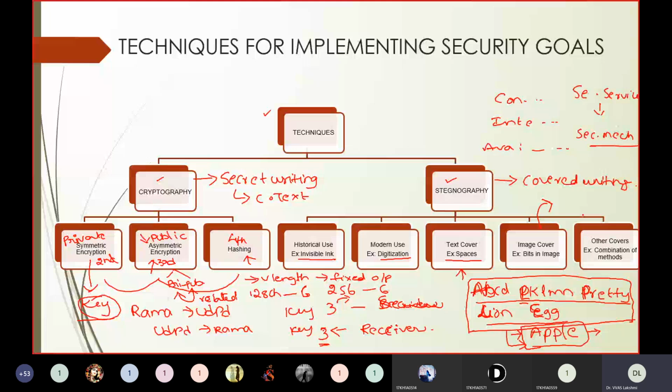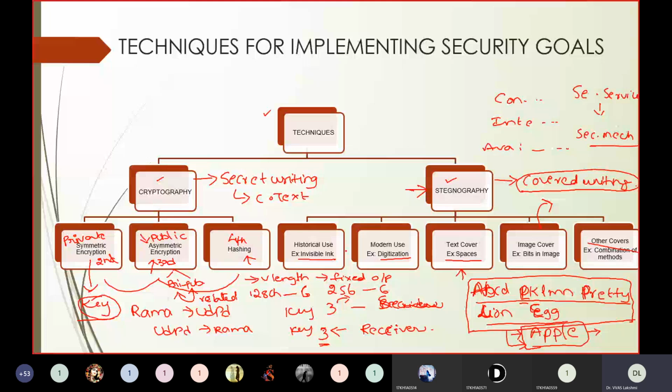Example for image cover. Other covers means a combination of digitization, audio, video, and any combination of these four techniques. In our syllabus we are not going to cover this, but in the examination they ask what is meant by steganography. Exactly, steganography means covered writing. That means the original text is included or inserted in some other text. That is exactly what is meant by steganography.